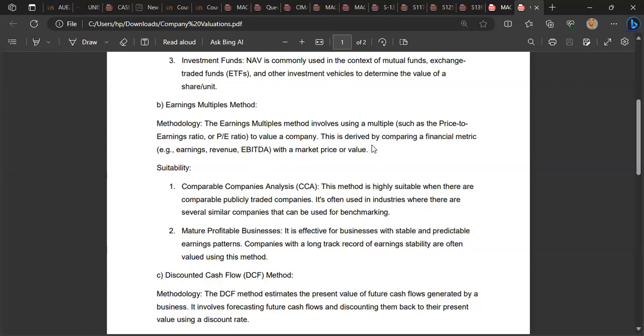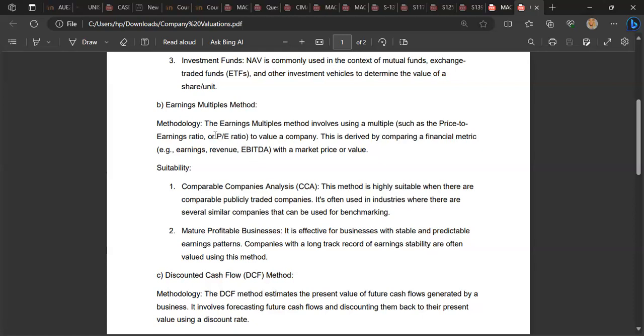All right, so this is derived by comparing a financial metric, which is these here, with the market price. So this is what we just did here, right? So a financial metric is the earnings, for instance. It could be revenue, it could be your EBITDA, right?